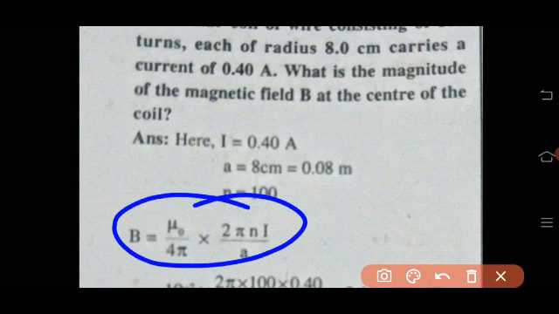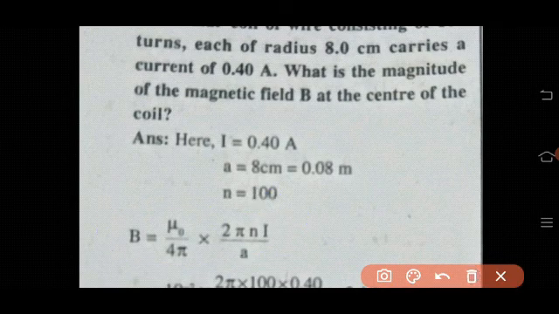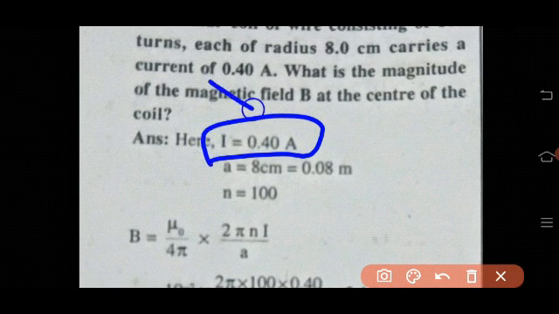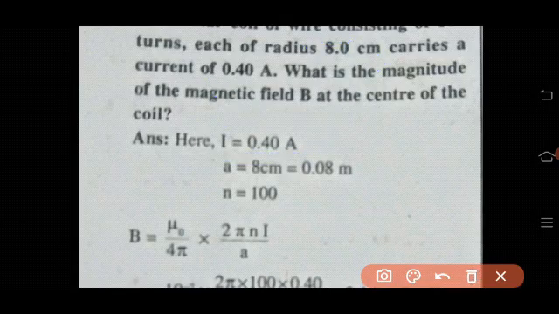That is mu naught by 4 pi into 2 pi n I by A, where the radius is A. Clear? So this is the reduced form of the equation. Now write the given things. The current is 0.40 amps. Then what is the radius? The radius is 8 centimeter.